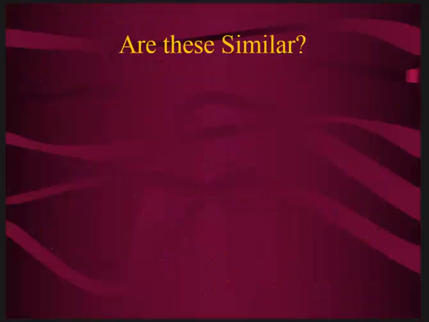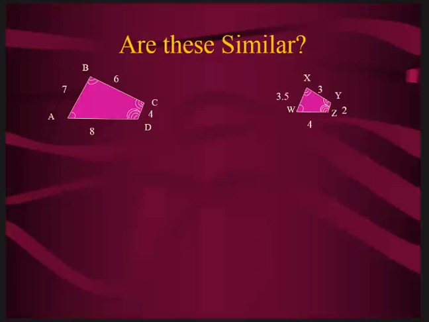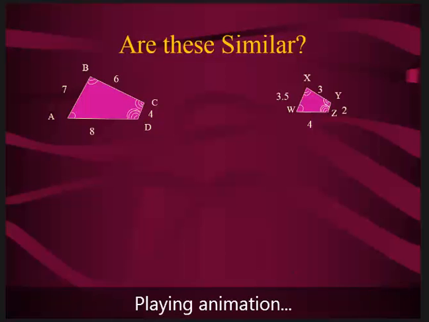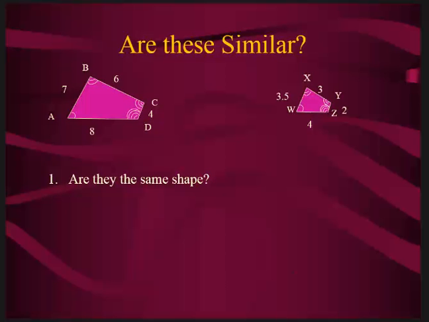So let's go through some examples here and see if you can figure out if they're similar or not. Are these two figures similar? First, you need to ask yourself, are they the same shape? Well, yeah, they look pretty much the same shape. Obviously, if one was a triangle and another was a square, we would stop right there and say no.